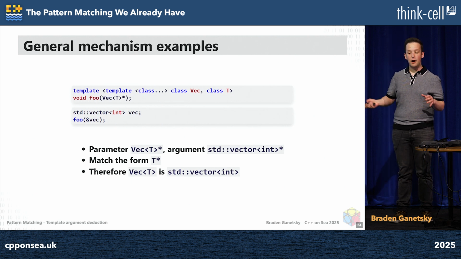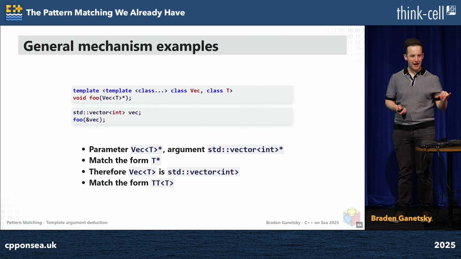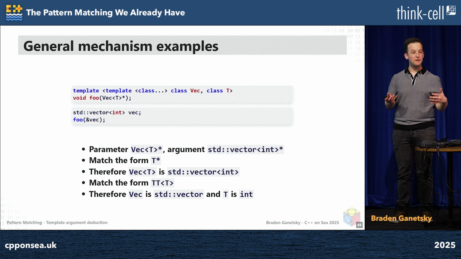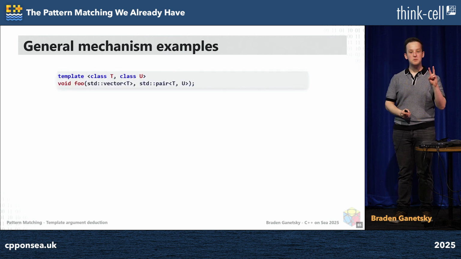Now at this point, we match the same form template of some type. And so the template has to match, and each of the types have to match. So let's match them up. Let's say that Vec is std::vector. Let's say that T is int. That works. And that's template argument deduction. So look at that. We have done template argument deduction on a template parameter by hand. Does anyone think they would ever do that in their life? You've done it now.